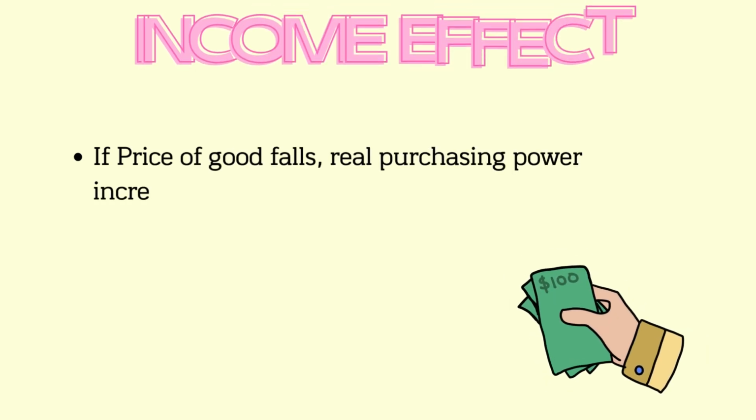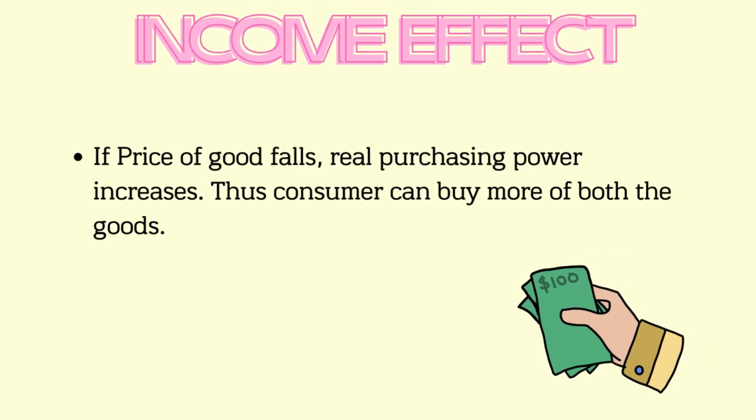If we assume the price of a good has fallen, the real purchasing power of the consumer increases even if the income remains constant. That is, with the same level of income, the consumer can buy more of both the goods. This is called the income effect, which partly explains the negative relationship between the price and the quantity demanded.